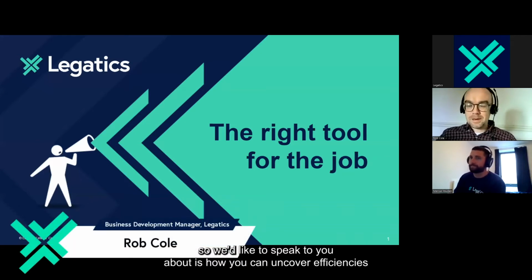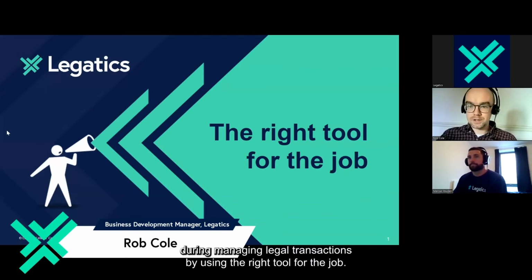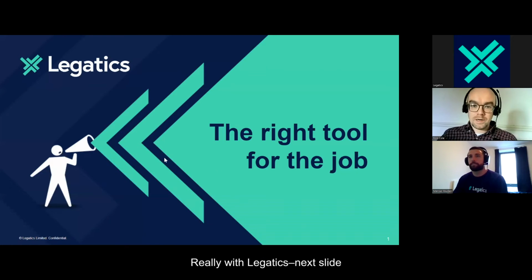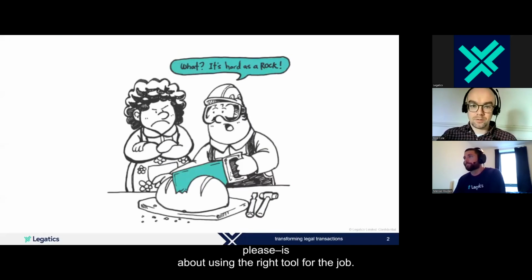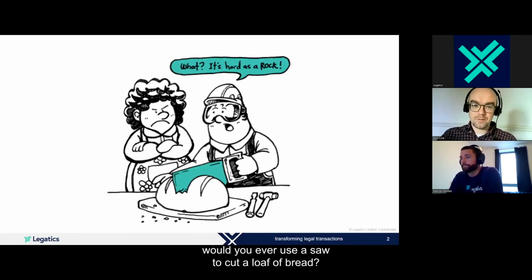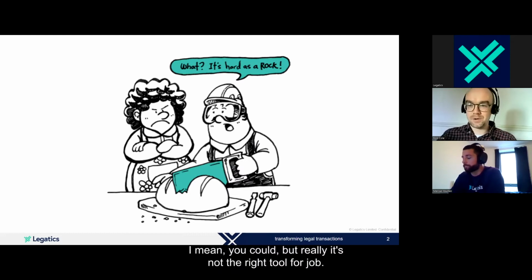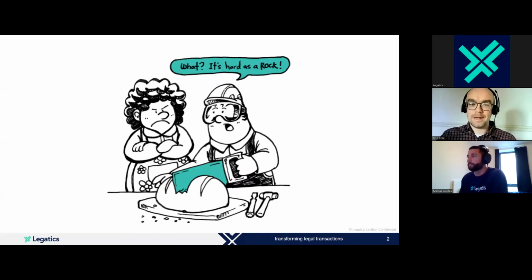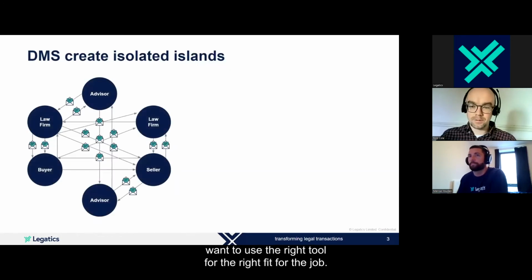So what we'd like to speak to you about is how you can uncover efficiencies when managing legal transactions by using the right tool for the job. Really, with Legatics, next slide please, it is about using the right tool for the job. Now, if we think about this in other areas of life, would you ever use a saw to cut a loaf of bread? I mean, you could, but really it's not the right tool for the job. Instead, you want to use the right tool for the job.